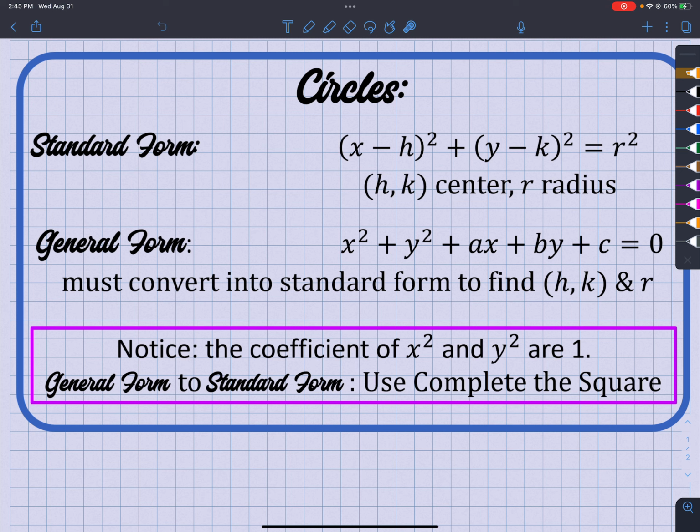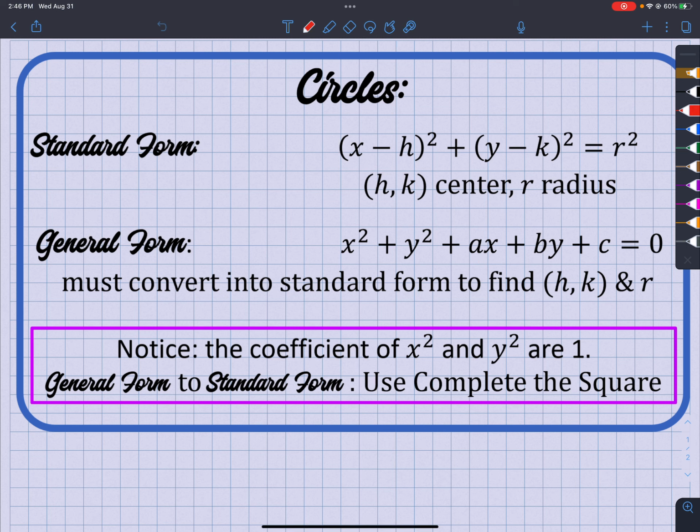Now, if we were to FOIL this out, combine like terms, and do all of that, we would get the so-called general form, right? So from the standard form to the general form, all we have to do is FOIL, combine like terms, and then we would have the general form, which is x^2 + y^2 + ax + by + c = 0.